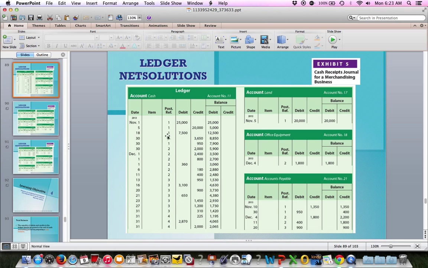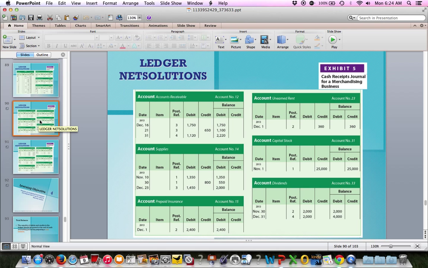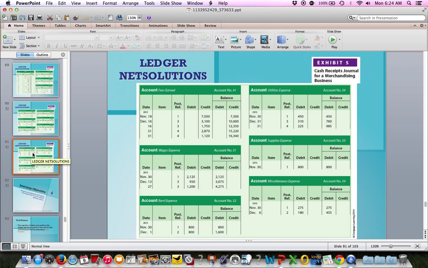Notice the post ref here, the ledger says 1s and 2s and 3s and 4s, but that should really be the account numbers. Well, I'm sorry, that's cash. I was thinking that's a general journal. That's the cash account. So the posting reference, that's correct, is general journal page 1. So that's the cash account, land account, office equipment account, accounts payable, and the posting reference just means this 25,000 came from general journal page 1, page 2, page 3, page 4, and so on. Then we've got the other accounts that we went through.